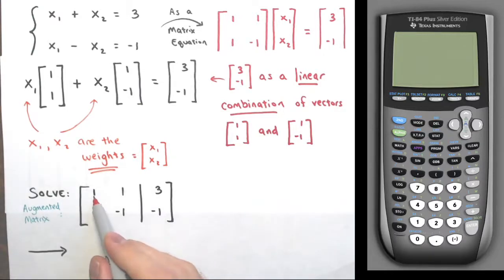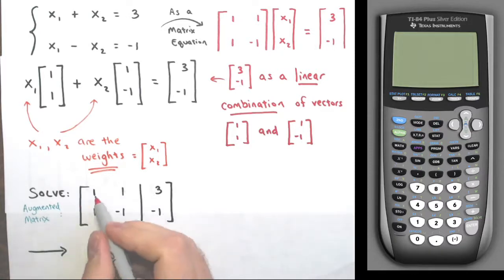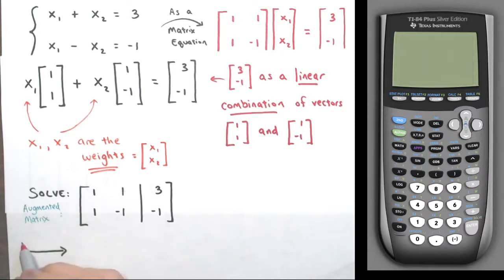One of the operations you can do is take a multiple of one row, add it to another row, and replace that second row. In order to make this a 0, I need to take the opposite, negative 1 times row 1. Then I'm going to add this to row 2, and this will yield a new row 2. All right. So the first row is not changing.